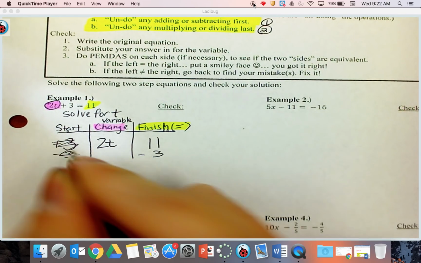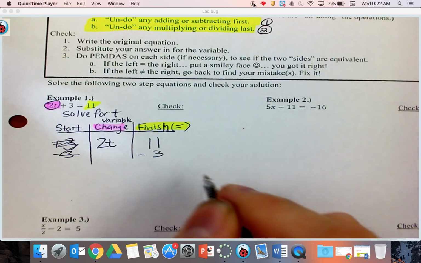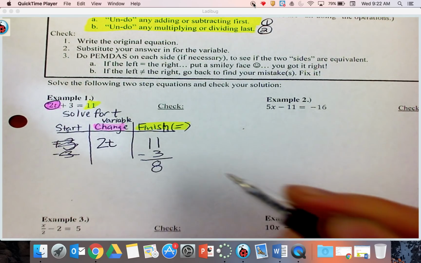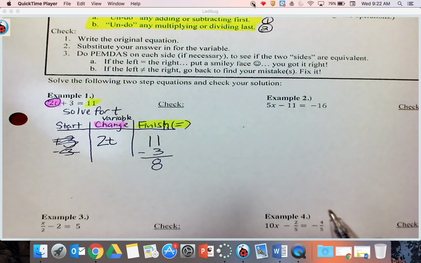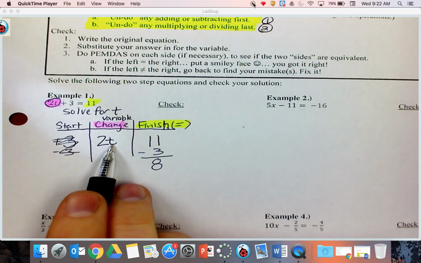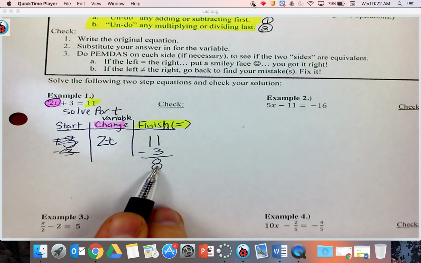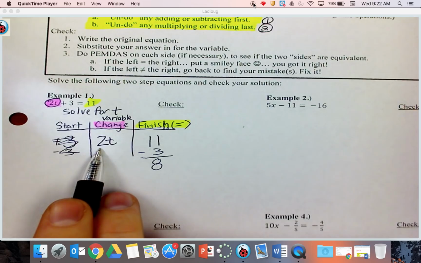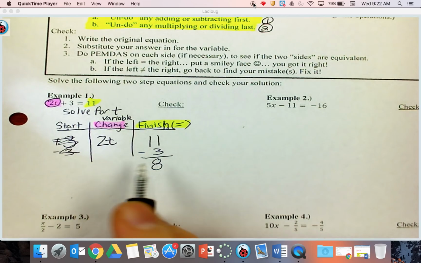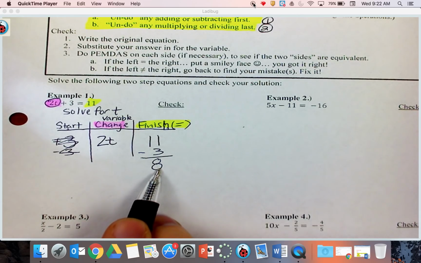Those cancel out to 0. And so what's left here is 11 take away 3, which gives you 8. So now you still have 2t in the change column, which we haven't moved, and we have an 8 now in our finish. So now this just becomes a one-step problem.